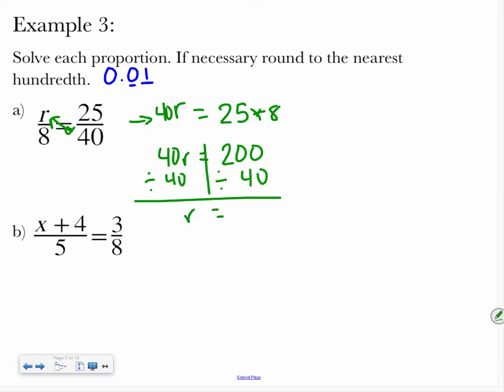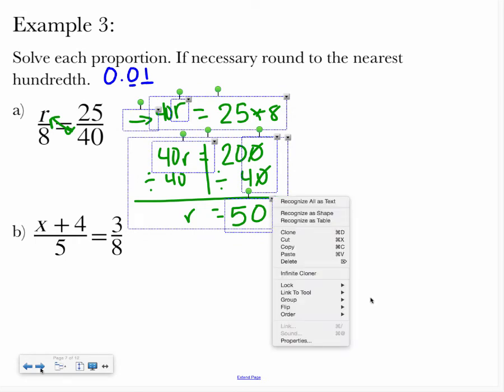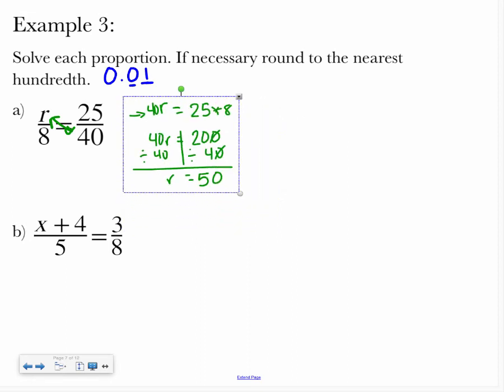We have r equals, what's 200 divided by 40? They both have a 0 in common. What's 20 divided by 4? 5, and then we still have one 0, so 50. r equals 50. That's how you can solve these proportions when you have a variable involved.